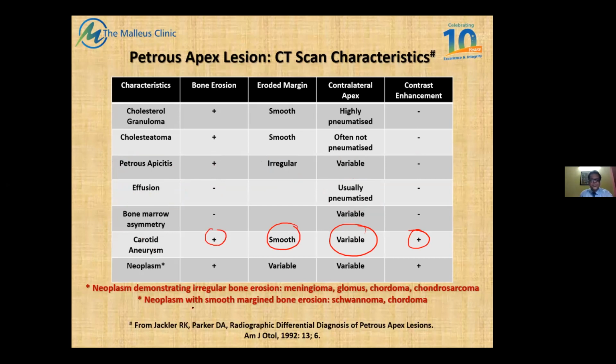And finally, coming to neoplasm, there is bone erosion of the margins. The margins of the lesion can be variable, the contralateral apex can be variable, and the contrast enhancement can be variable. Please do remember that the erosion of the bone by the margins of the tumor could be irregular erosion or a smooth erosion. A smooth erosion is seen in schwannoma and a chordoma, like I showed you, whereas an irregular erosion is seen in CP angle tumors like the meningioma, the gliomas, the chondroma and the chondrosarcoma.